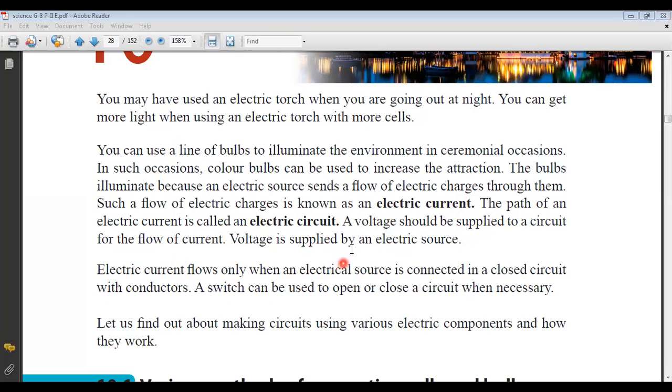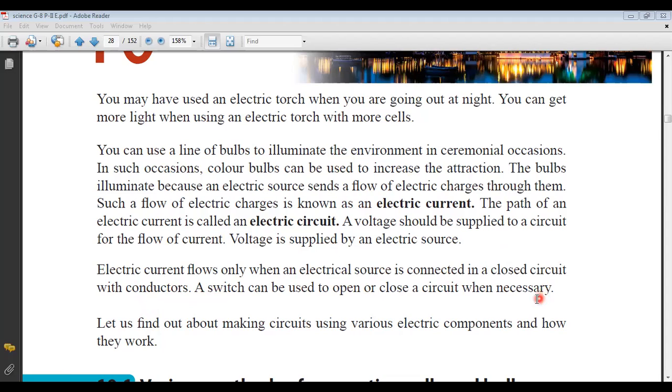The voltage has to be there to pass the flow of current. Electric current flows only when an electric source is connected in a closed circuit with conductors. I have taught you what conductors and insulators are. Through conductors, electric current passes easily. A switch can be used to open or close a circuit when necessary.